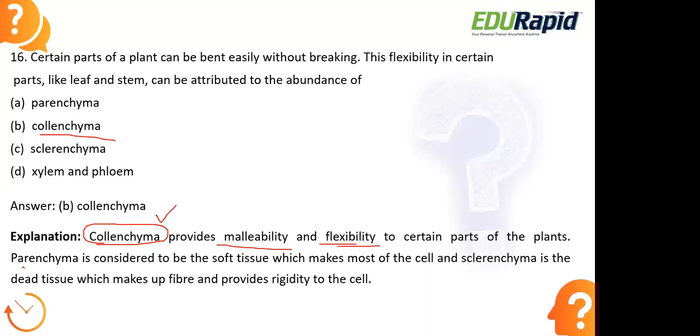Parenchyma which is present in the plant is considered a soft tissue present in the inner part of the plant, which makes up most of the cells in plants. And sclerenchyma is a dead tissue, and it is the one which makes up fiber and also provides rigidity to the cell. If there is a cell like this, the outer part has to provide rigidity so that the plant can bend and come back to its original position, because there is a presence of sclerenchyma too. It is a dead tissue and provides rigidity and strength to the cells.